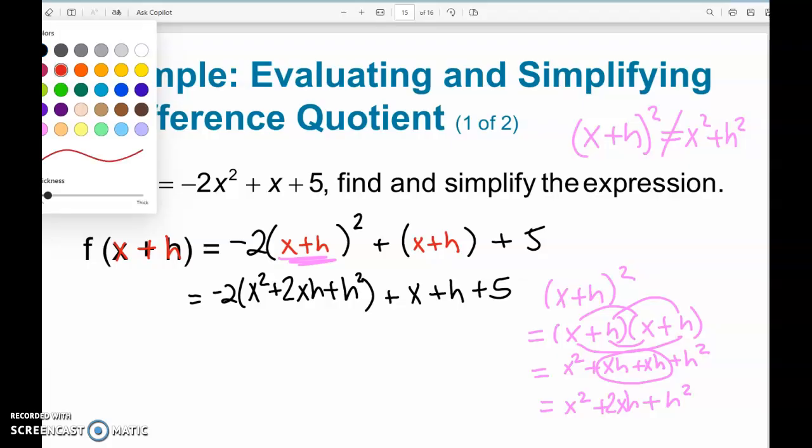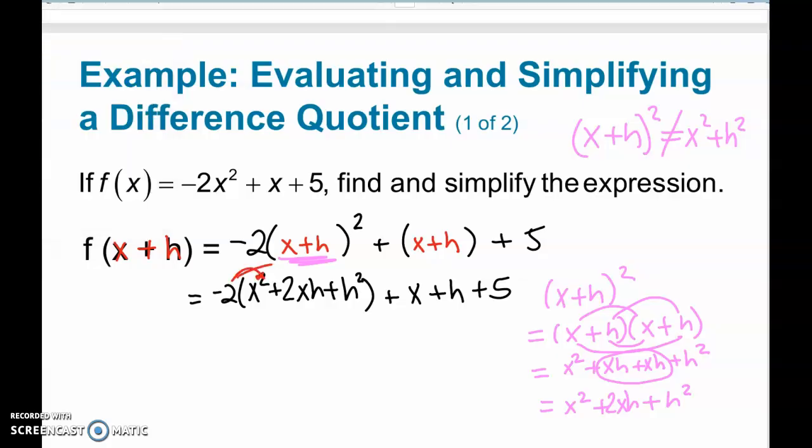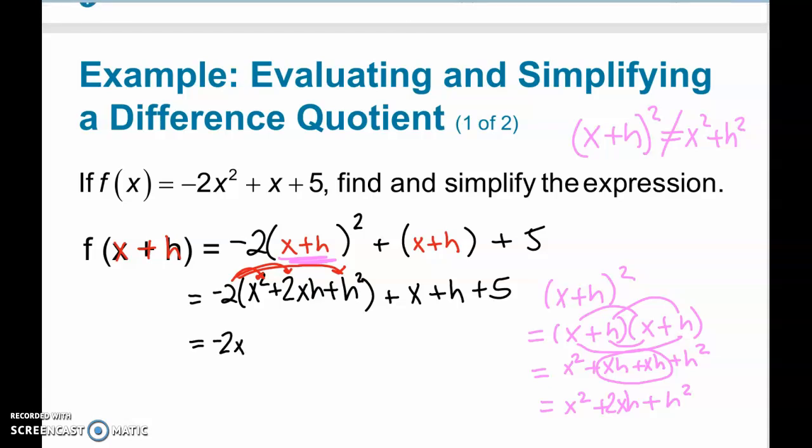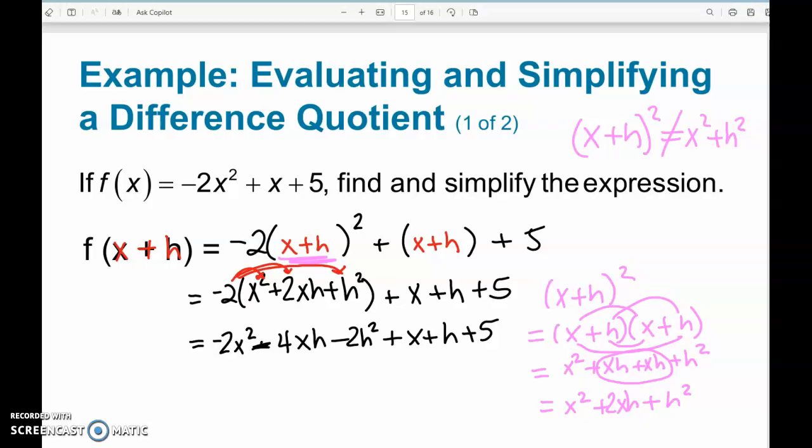And then I need to distribute the negative 2. The negative 2 is in front of the parentheses, so it gets distributed to all 3 terms within the parentheses. So negative 2x squared minus 4, negative 2 times positive 2 will be negative 4xh minus 2h squared plus x plus h plus 5. And now I'm going to take that and I'm going to copy it down below.